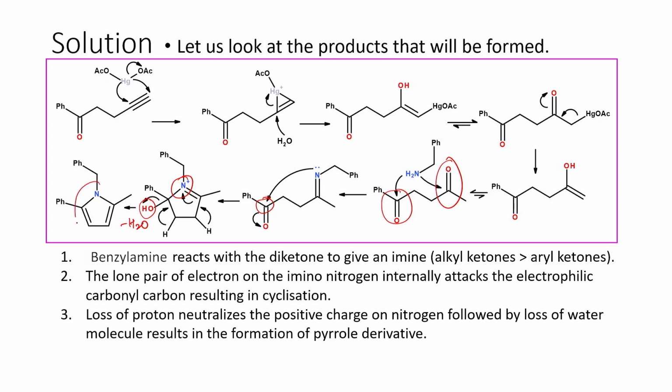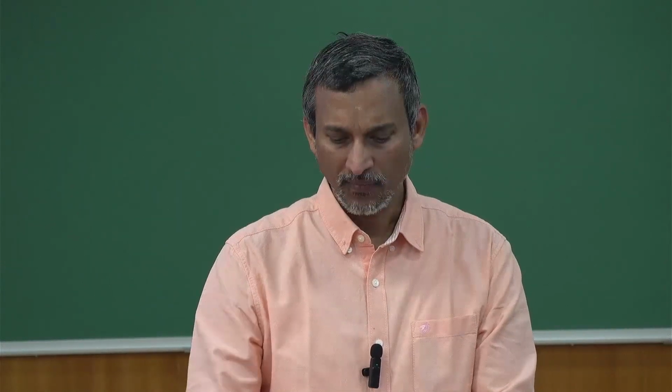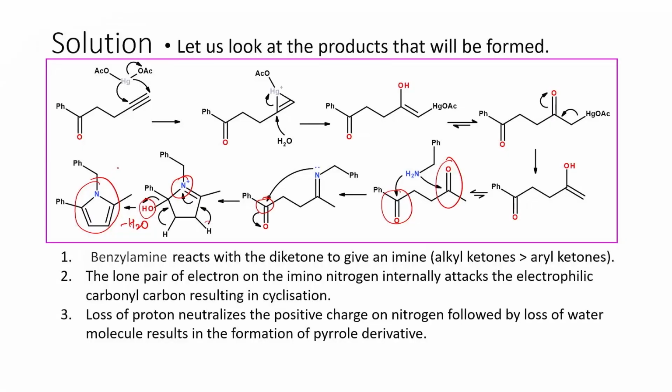That leads to the aromatization of the final product. The loss of one hydrogen atom and one water molecule is leading to the formation of a stable aromatic product. These kinds of eliminations happen very readily, and that leads to the formation of the pyrrole derivative as shown here. This is the substituted pyrrole that will be formed.